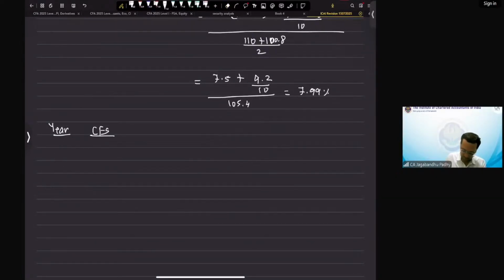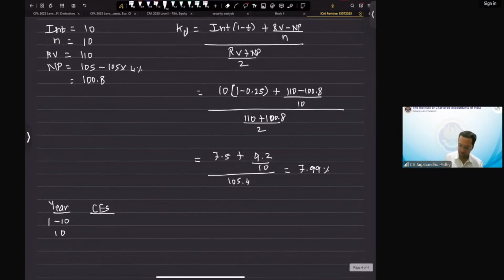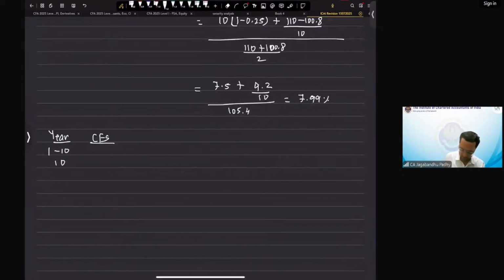If it is 10 years, it's a very long process. We can actually use years 1 to 10 and the 10th year. So for 1 to 10, every year you're going to get a cash flow of 7.5, which is after tax. And in the 10th year, the redemption value is 110. Then you have the PV factor and PV.